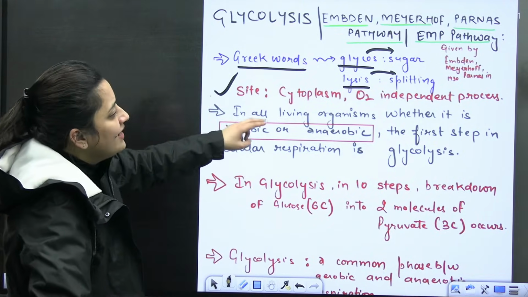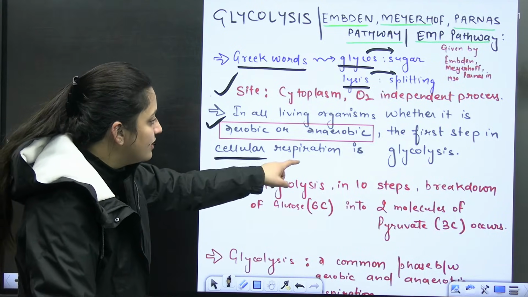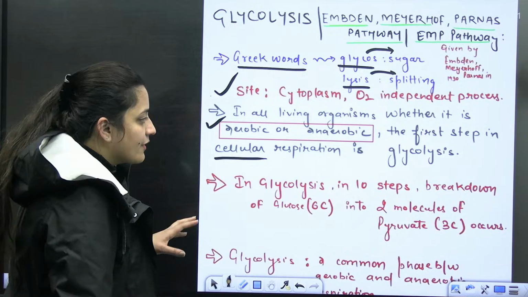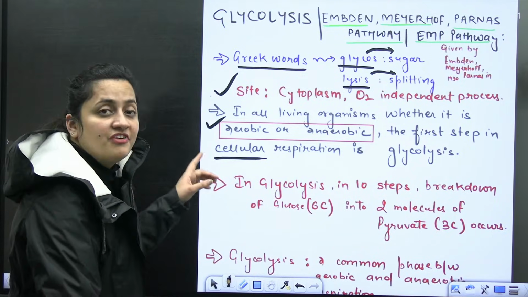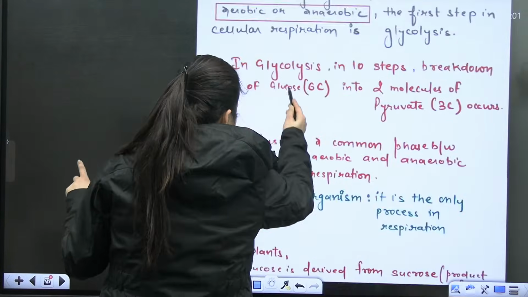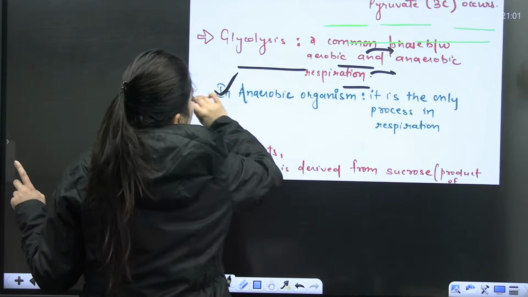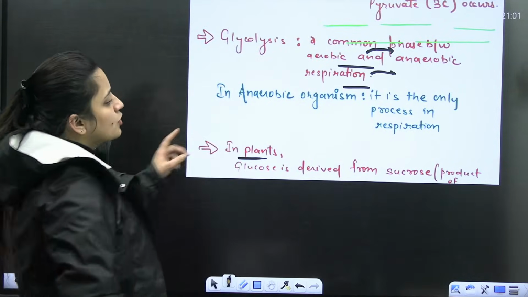In all living organisms, whether aerobic or anaerobic type, the first step of cellular respiration is glycolysis. It is a 10-step process where partial breakdown of glucose takes place, not the complete breakdown. Complete breakdown of glucose will only be there in the presence of oxygen. So here you can see it's a common phase.